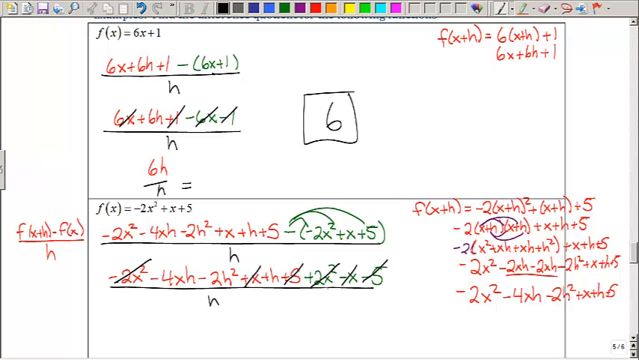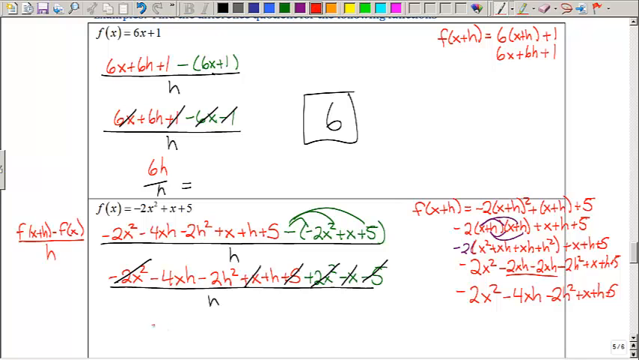Notice that the entire green terms, all of the minus f of x, all canceled out. And that same thing happened up here. All of the green f of x terms canceled out with the f of x plus h terms. And that should happen every single time.